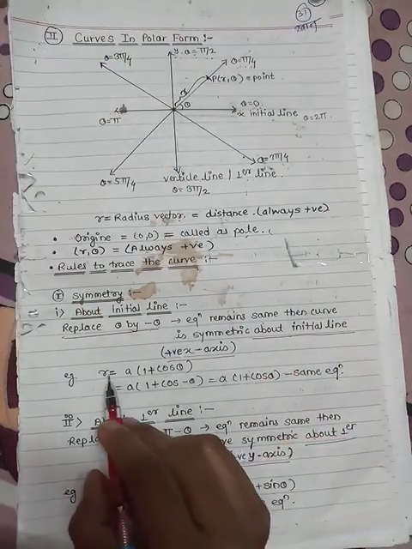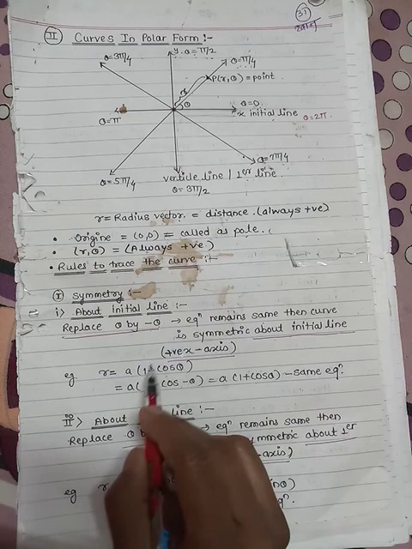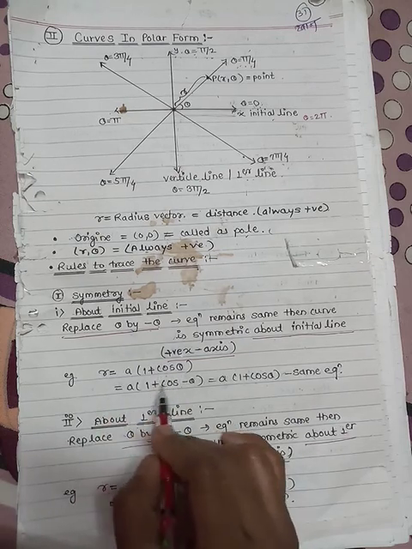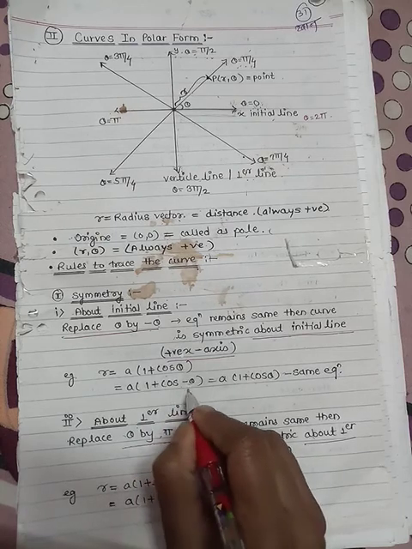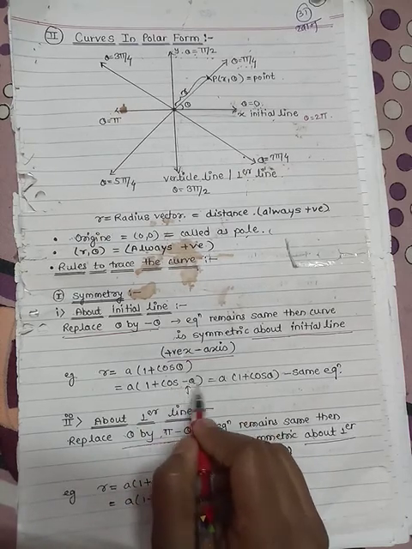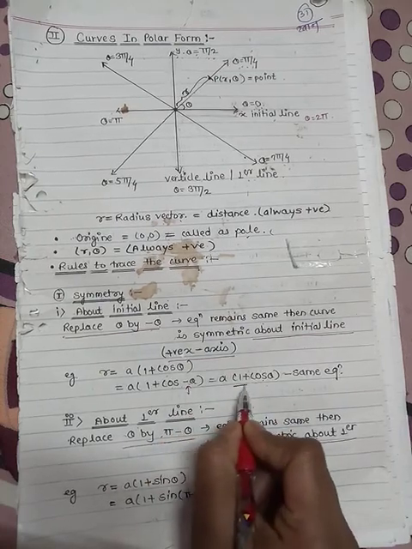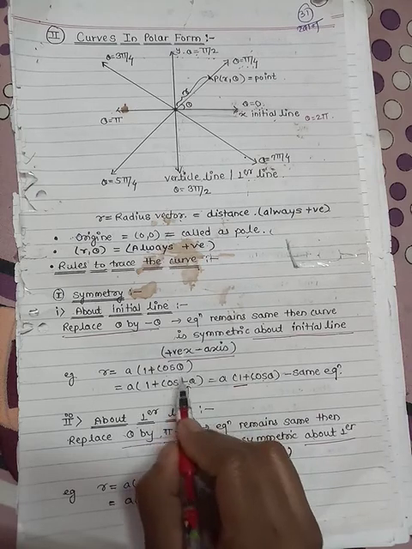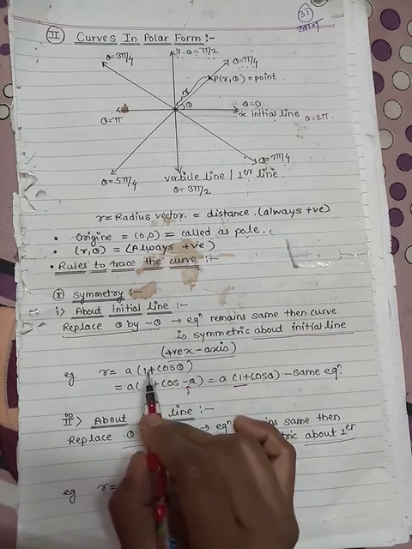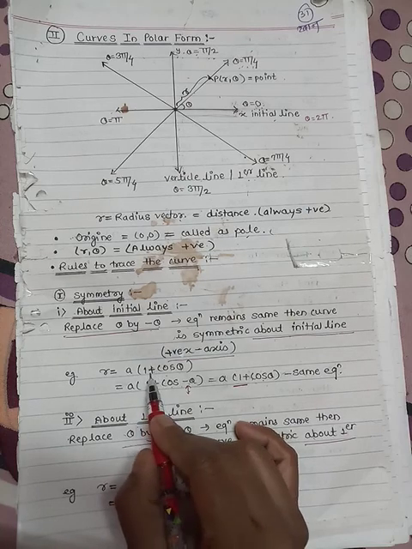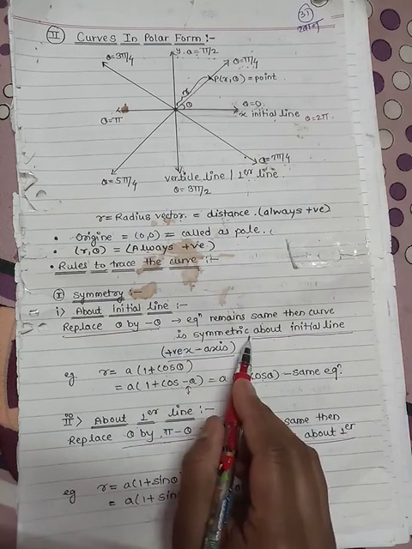For example, the given example is r equal to a into 1 plus cos theta. Replace theta by minus theta. So r equal to a into 1 plus cos of minus theta. We have to know some formulae, that is, cos of minus theta is again cos theta. Hence we get the original equation. So the same equation we get after replacing theta by minus theta. Hence this equation has the curve which is symmetric about the initial line.